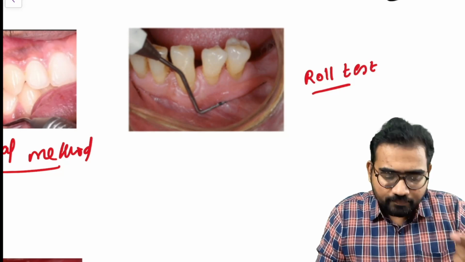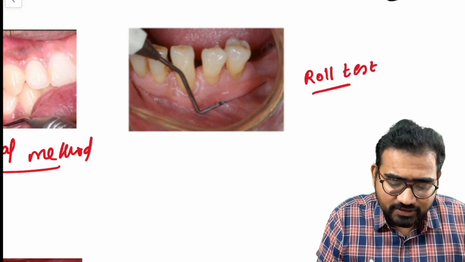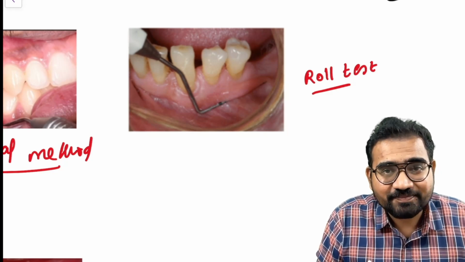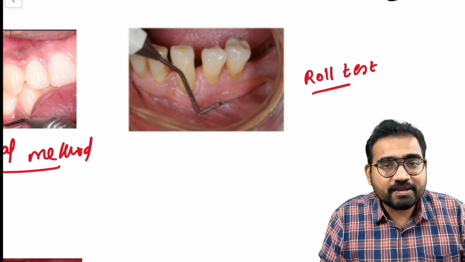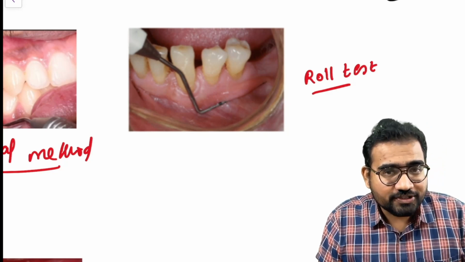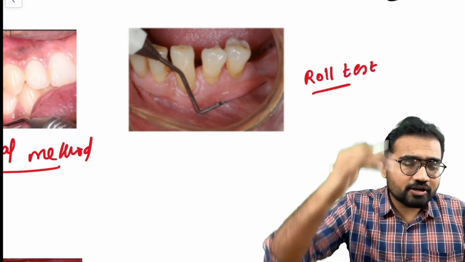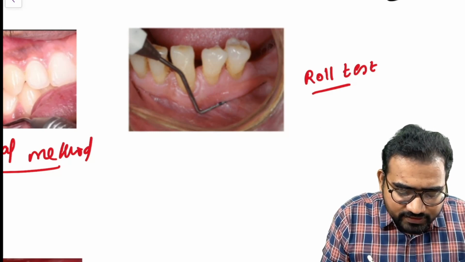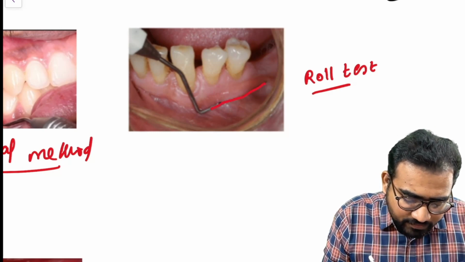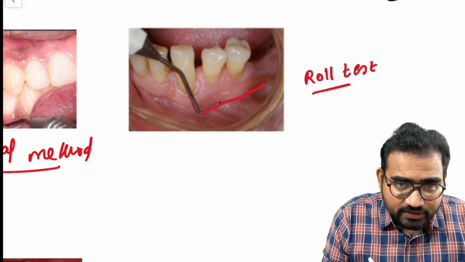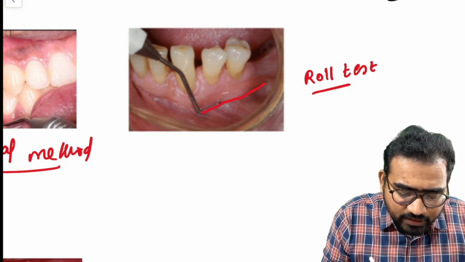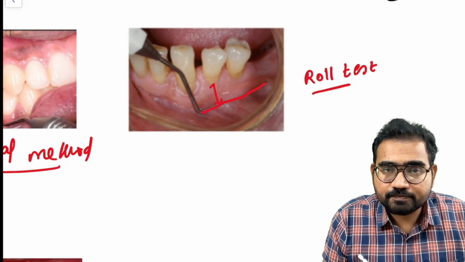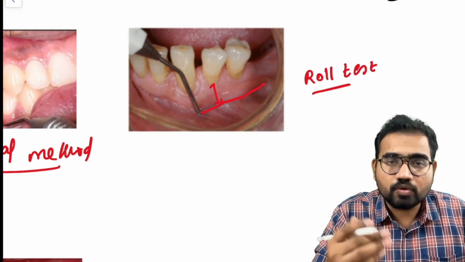I'm taking a probe from the mucogingival junction. I'm just rolling the instrument, and the point where it hits determines the mucogingival junction. That is the end of the mucogingival junction, or if you come here, that's going to be the beginning of the mucogingival junction. So you see this here, this is the mucogingival junction. I am just calculating this point, and I'll use another probe to measure this value, and I'll separate it with the probing depth. This is called the roll test.